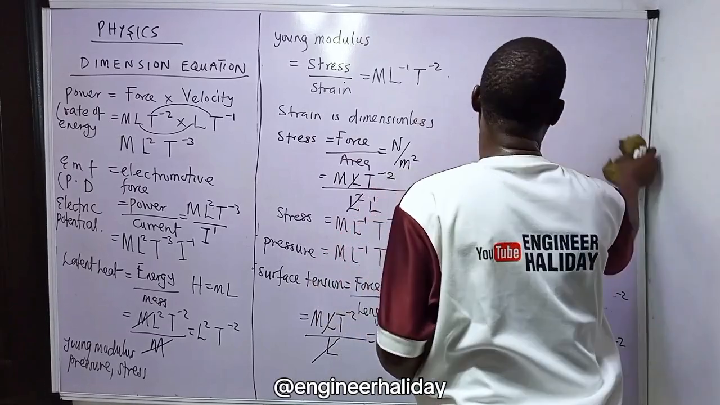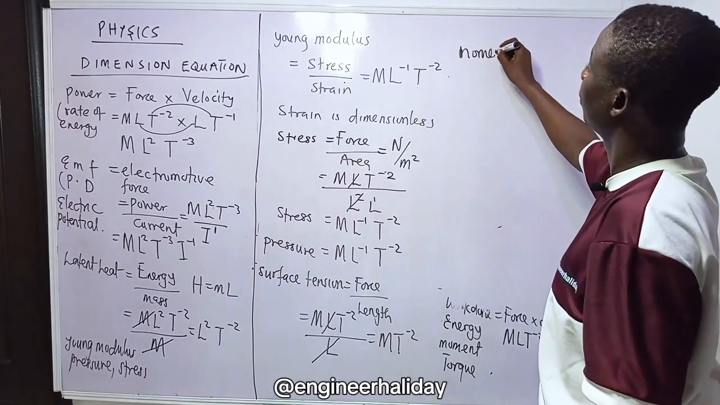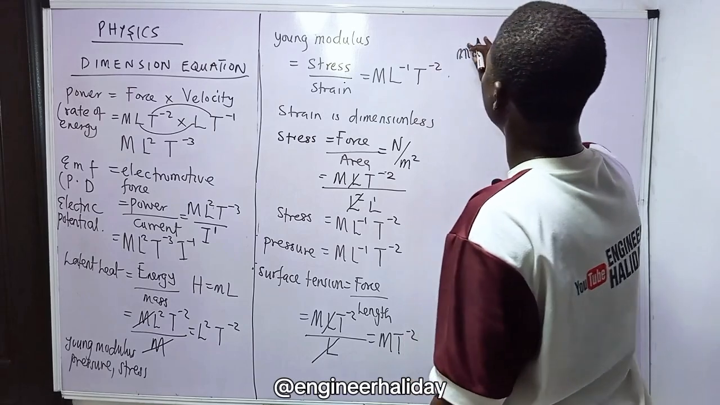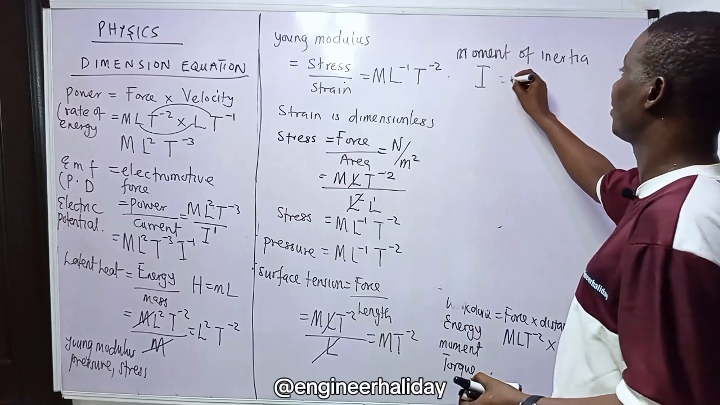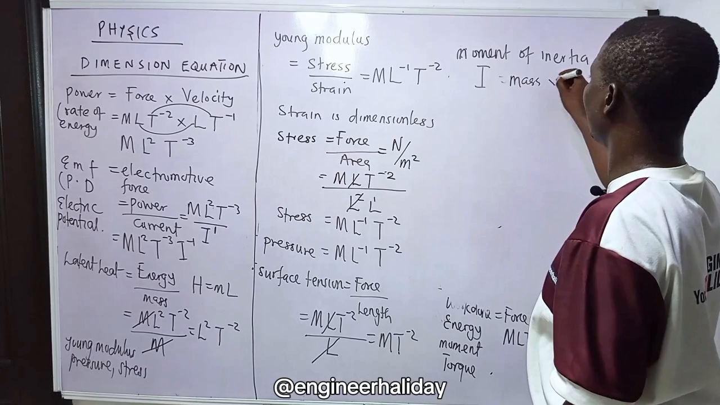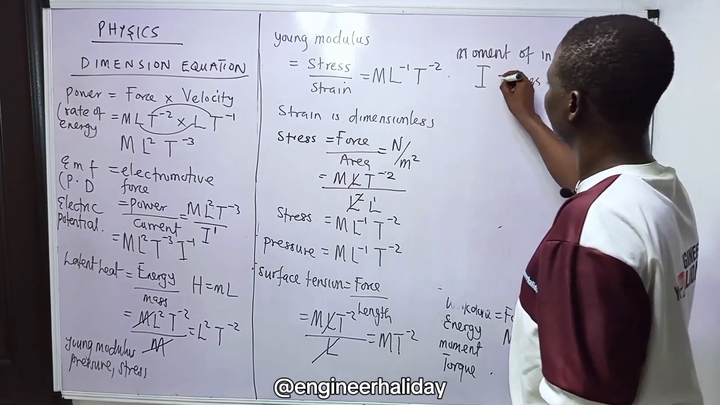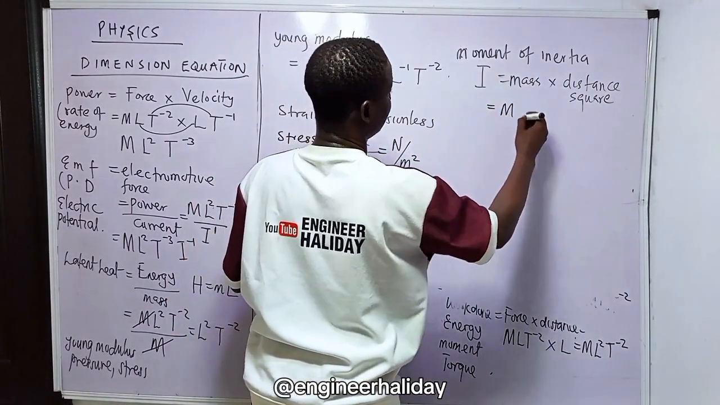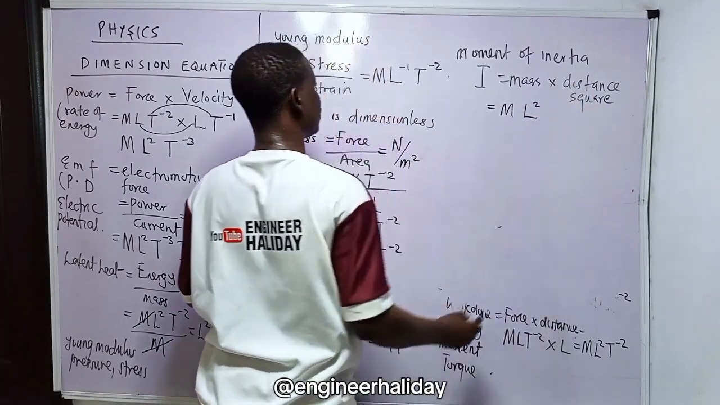Before we go to angular velocity, what is the dimension of moment of inertia? Moment of inertia is I, and it is a product of what? Mass times distance squared. So if you want to solve that one, distance squared is L squared. So that is the dimension for moment of inertia.